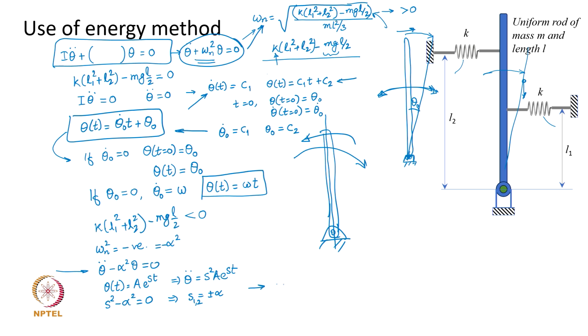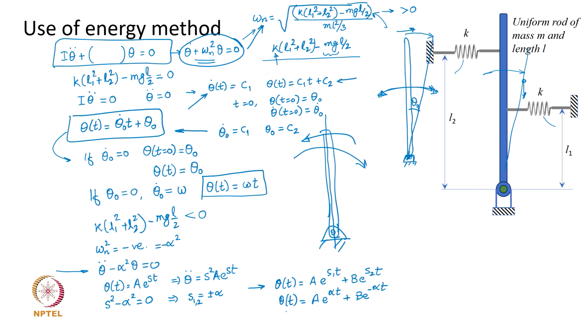So, the general solution that I wrote here is theta t equal to a e to the power S1 t plus b e to the power S2 t, which actually means a e to the power alpha t plus b e to the power minus alpha t. There are two roots, plus alpha and minus alpha. So, this is how the equation turns out to be.